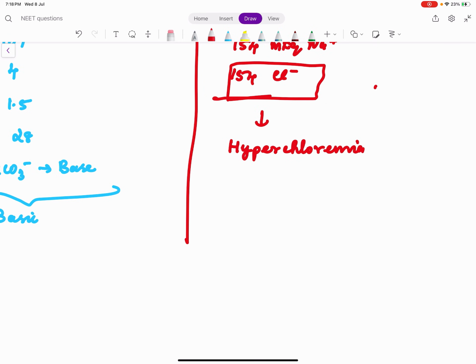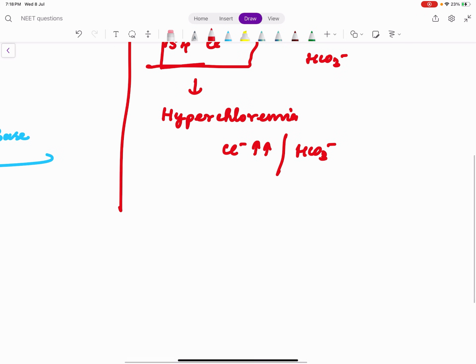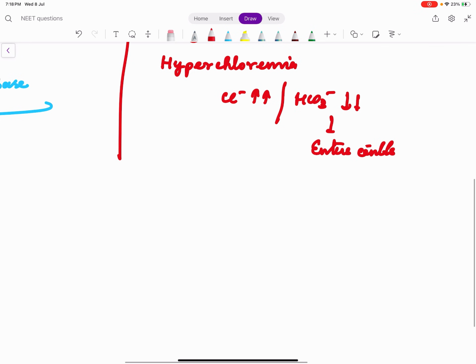Chloride and bicarbonate are both anions. So when one anion like chloride increases in the body, the body will try to balance the electrolytes by reducing bicarbonate. Bicarbonate enters cells. On giving a high amount of sodium chloride, to maintain osmotic balance, the excess bicarbonate enters cells. So in the blood, bicarbonate reduces. Bicarbonate is a base, so when base reduces, it leads to acidosis.